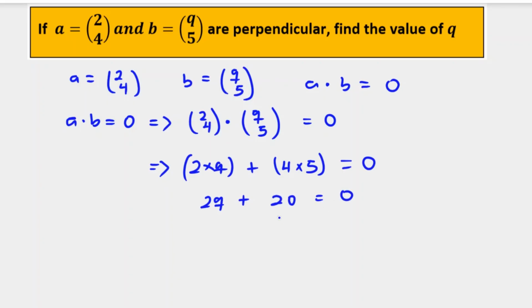So what do we do? We have to subtract 20 from both sides. So you have 2K plus 20 minus 20, equal to 0 minus 20. These terms will just nullify each other. So you have 2K equal to negative 20, divide here by 2, and here by 2.